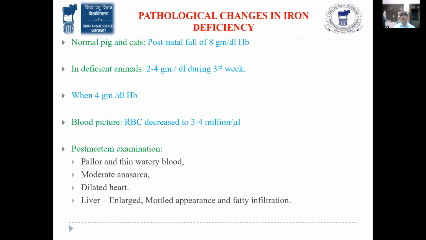Blood picture reveals decreased RBC, up to 3 to 4 million per microliter, with macrocytic hypochromic anemia. Post-mortem examination reveals paler, thin watery blood, moderate anasarca, dilated heart, and an enlarged liver with a mottled appearance and fatty infiltration inside the hepatocytes.